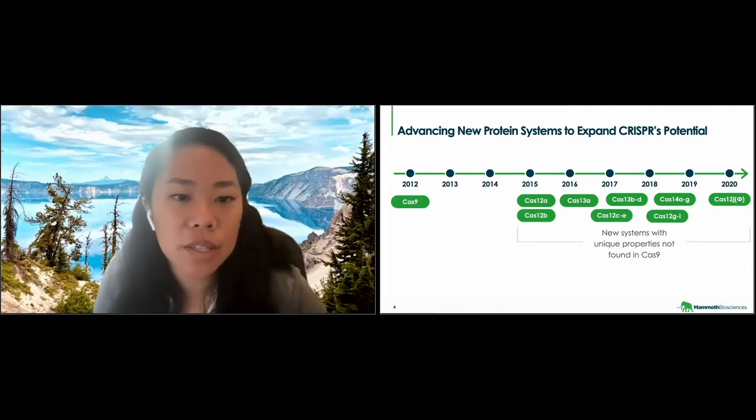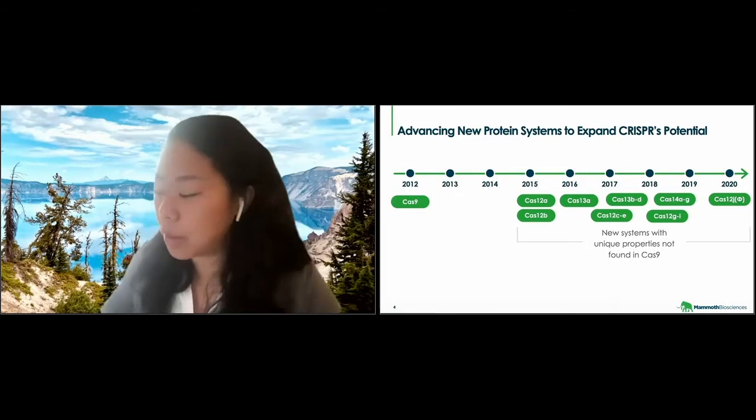This timeline gives you a sense of where the CRISPR field has started with respect to applications and the work on Cas9, and it's really been in the last 5 years that we've seen a number of new proteins come onto the scene with new capabilities that we're now just beginning to understand how to use in these different applications.